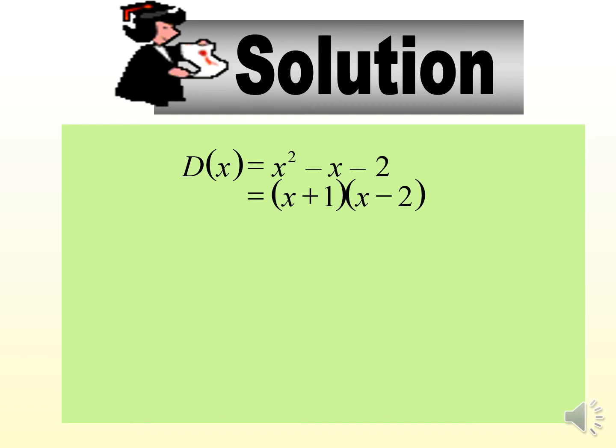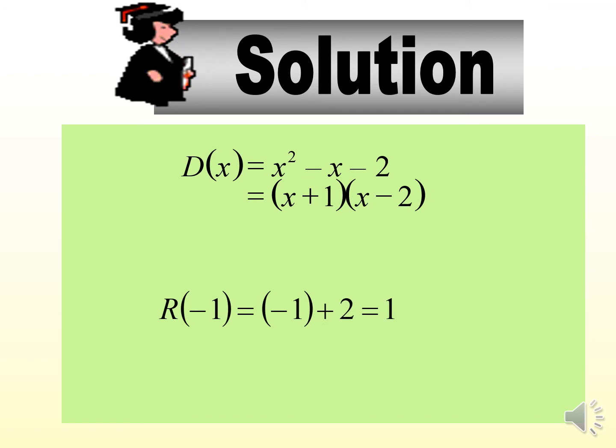Now the divisor is x to the power of 2 minus x minus 2. So this is quadratic, so you can factorize. So you can get (x plus 1)(x minus 2). So to get the remainder, when x plus 1 equals 0, x equals negative 1.